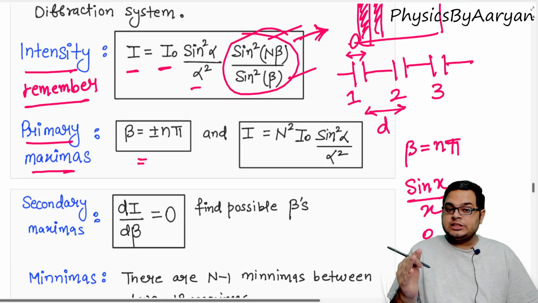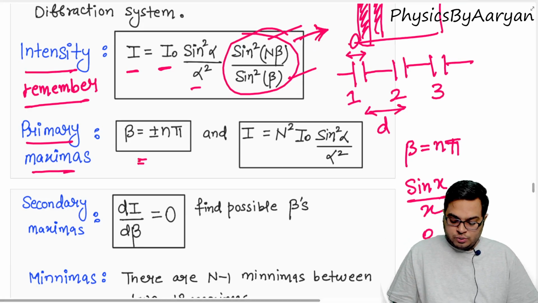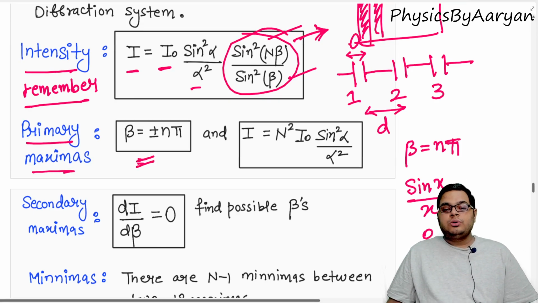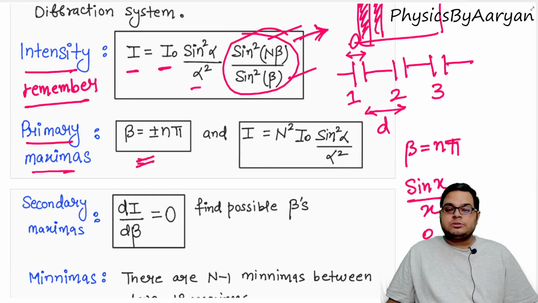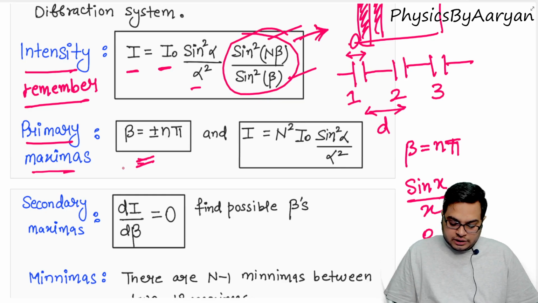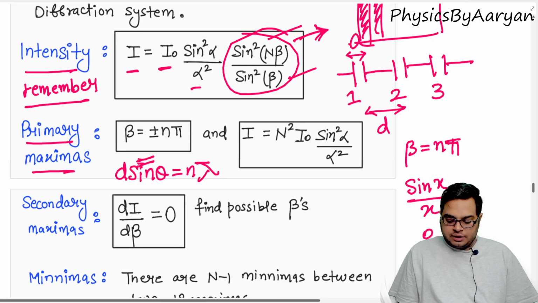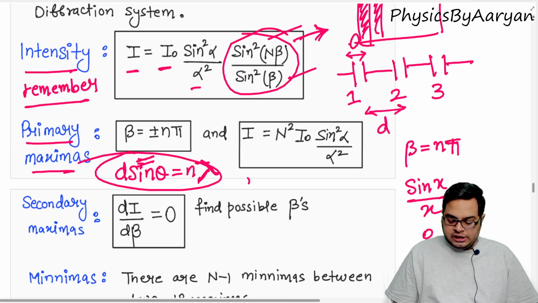This thing becomes maximum at what values? When beta equals n pi. So if someone asks you where you get primary maxima, you get primary maxima at beta equals plus minus n pi. In simple words, you can write it as d sine theta equals n lambda. Remember this equation, where d is the separation between the slits.